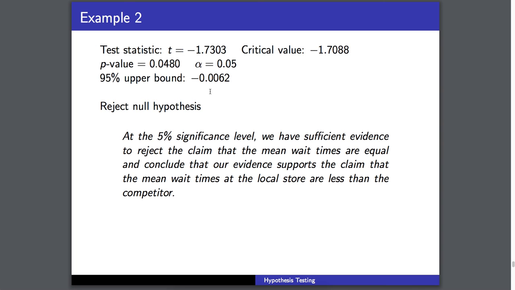So they are statistically significant enough that it did not happen just based on dumb luck and chance alone. So we do have evidence that the mean wait times at the local store are less than they are at the competitor.